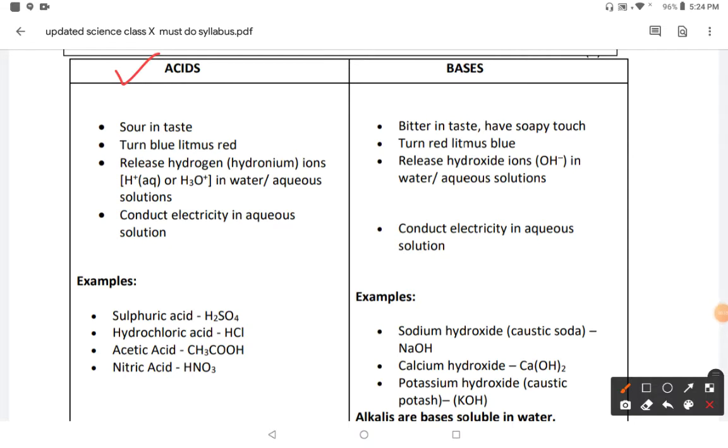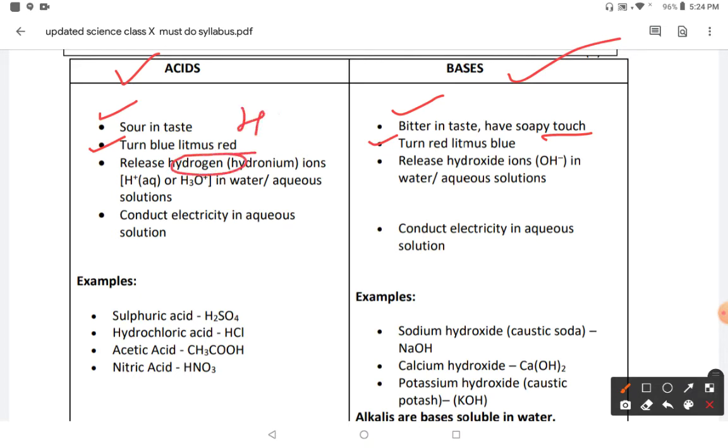Acids and bases, you can make a table and differentiate them on the basis of their properties. First, acids are sour in taste but bases are bitter in taste and have a soapy touch. And acid turns blue litmus paper red, but bases turn red litmus blue. Acids can be identified on the basis of hydrogen ions.